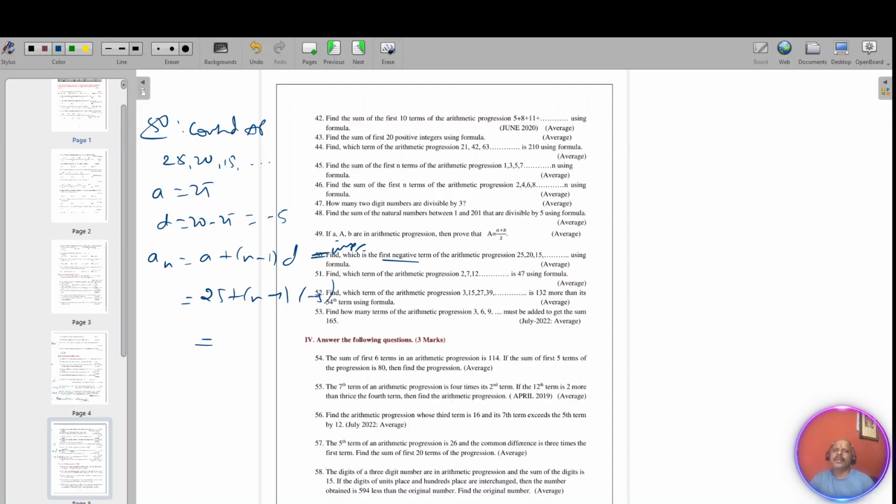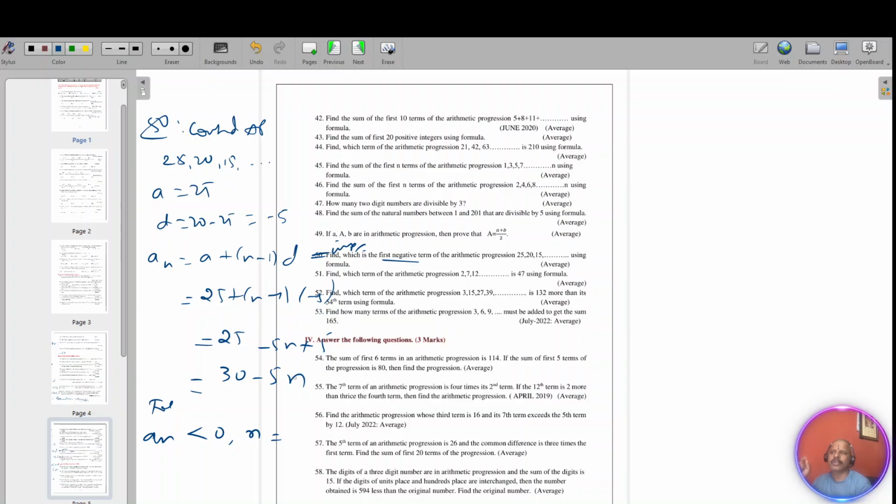Okay. Then 25 minus 5N plus 5, because minus 5 into minus 1 is plus 5. Then 25 plus 5 is 30 minus 5N. Just think through here. What value of N gives you a negative value? That's what they want. So for AN to be negative, means less than 0, right?